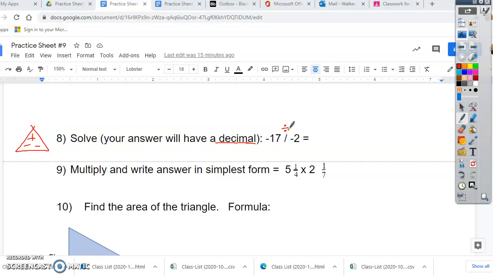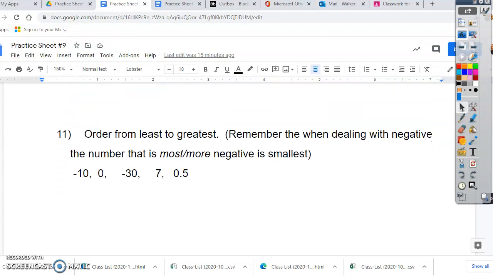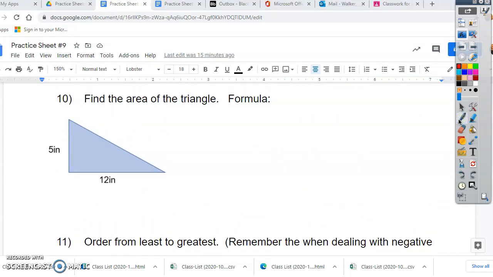So let's do number 10. Okay? So when you do number 10, guys, you want the formula for area of a triangle. So on our formula chart, and we will be working with this later, it's A equals half BH, base and height.